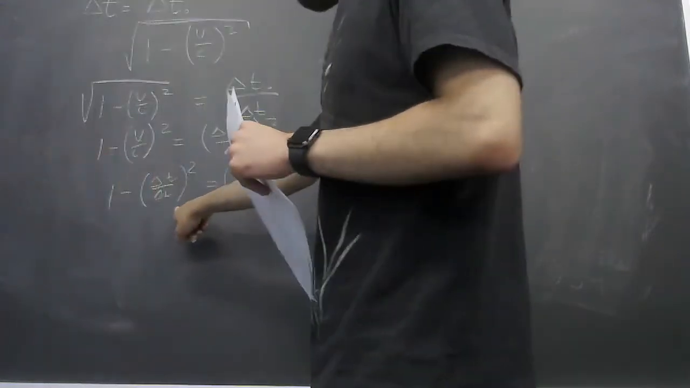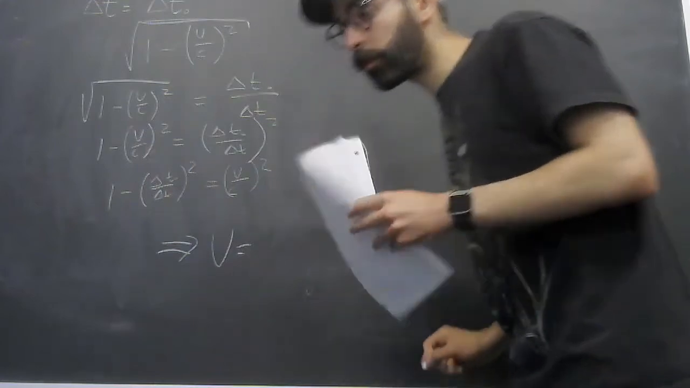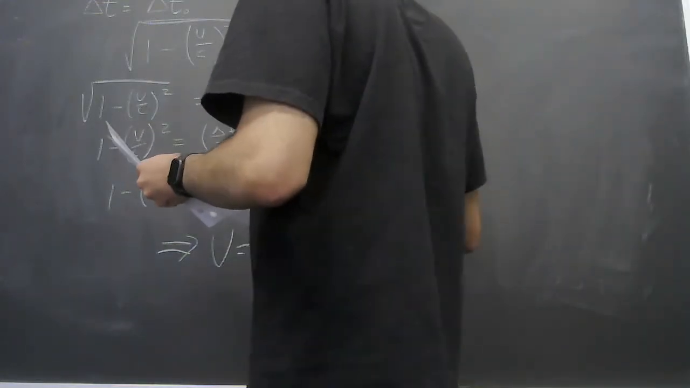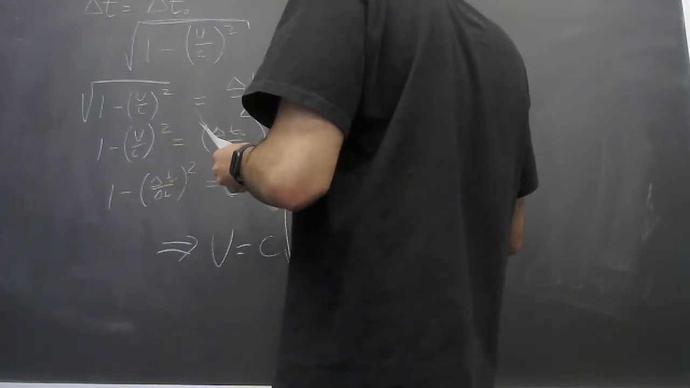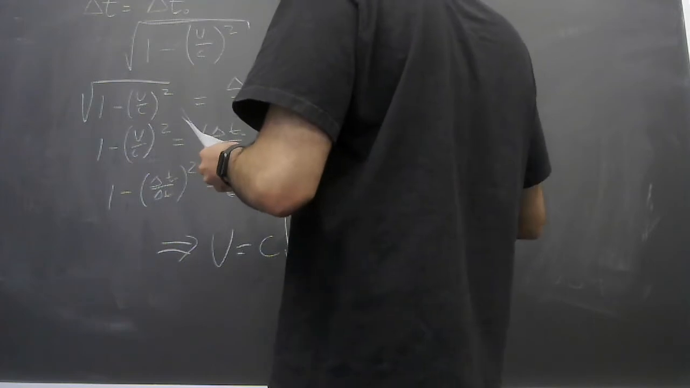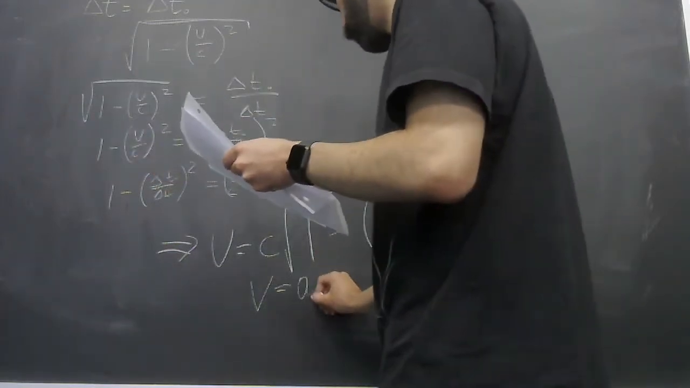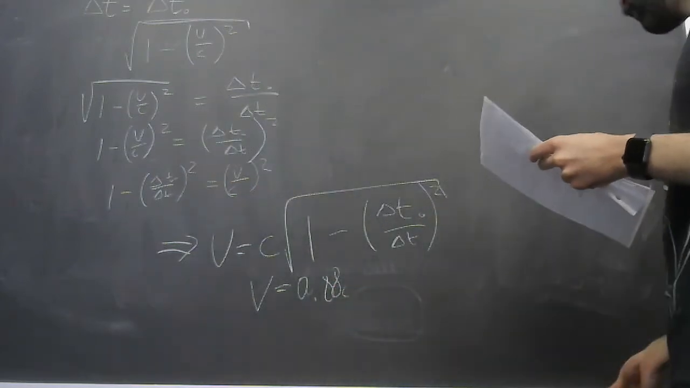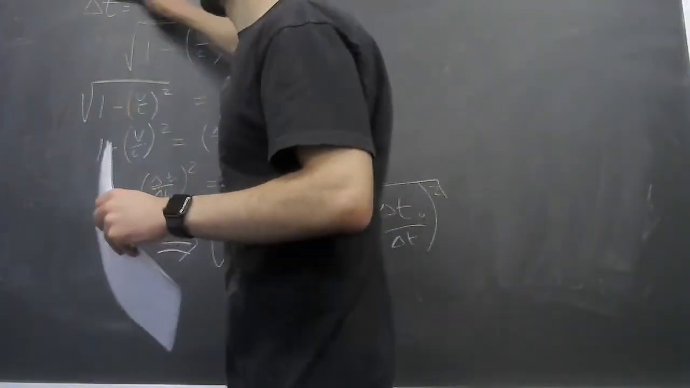We now square root both sides, multiply by c, and we'll find that v equals c square root 1 minus delta t naught over delta t, and then we can square that, and then v equals 0.88c. Okay, so pretty simple example, but it's to kind of get us thinking what goes where. Let's move on to number 2.